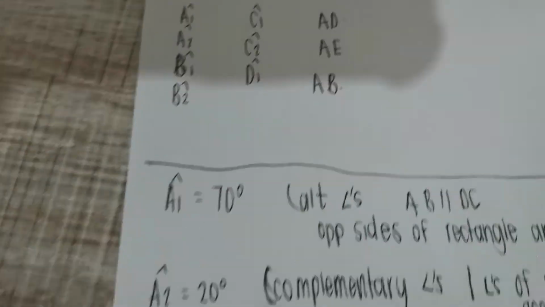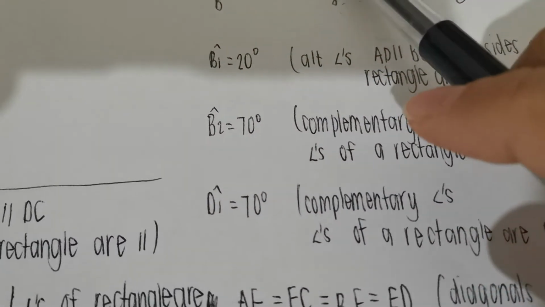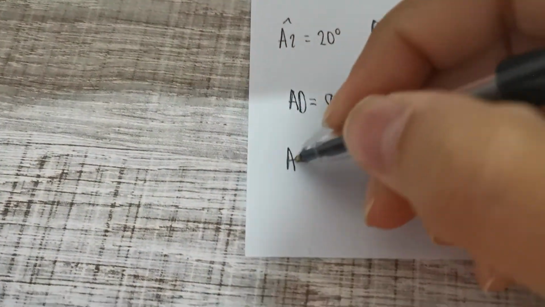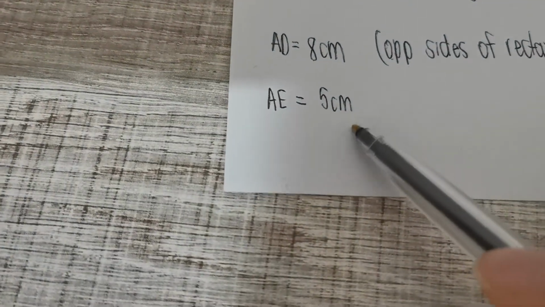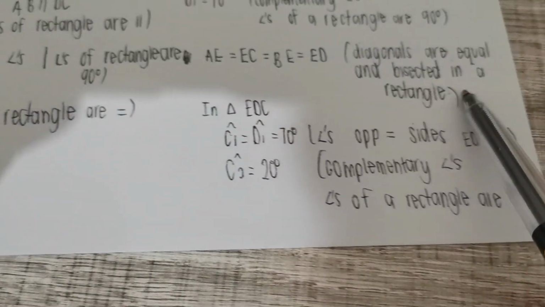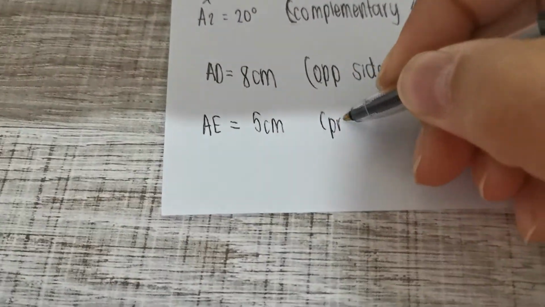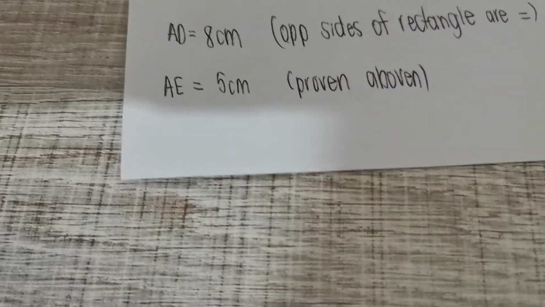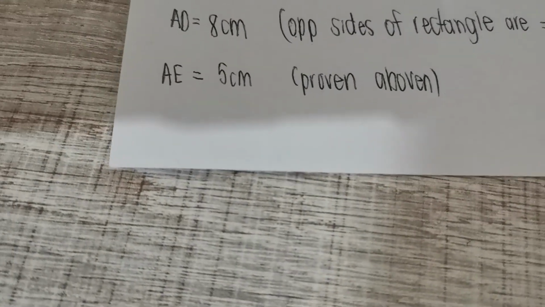Okay, and then we need to figure out AE. Okay, we already said this. This is equal to this, is equal to this, is equal to this. So we're going to say it here. AE equals 5 centimeters. And because we already wrote a proof for this over here, okay, there it is, diagonals are equal and bisected, you can just say proven above, because you already wrote a proof for it. Okay, if you didn't write this statement, then you're going to have to show this part and this whole reasoning again in order to figure out how this here is 5.